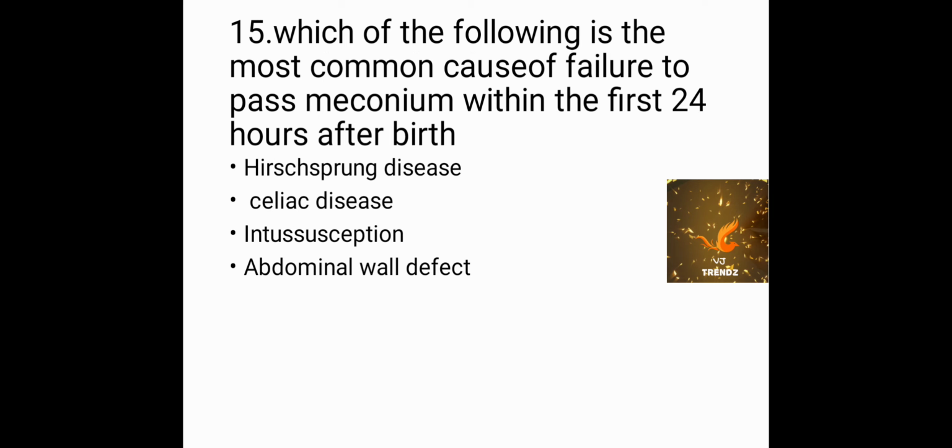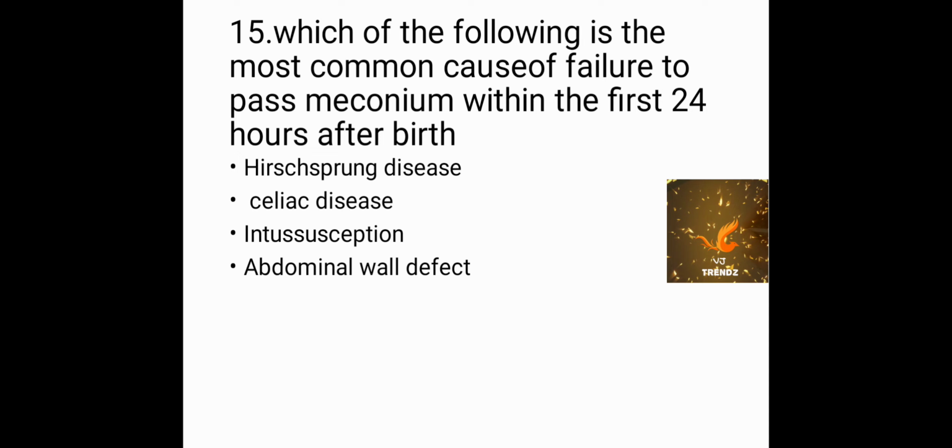Which of the following is the most common cause of failure to pass meconium within the first 24 hours after birth? The options are Hirschsprung disease, celiac disease, intussusception, abdominal wall defect. And what is Hirschsprung disease? It is a condition of the large intestine, with inability to pass the motion because there is an absence of nerve cells in the large intestine.